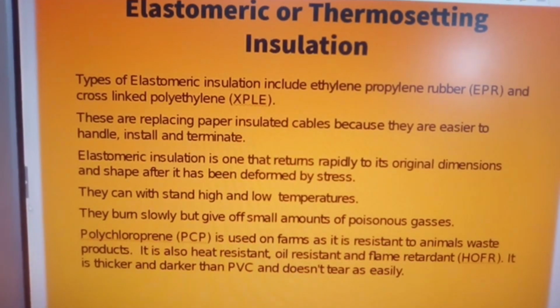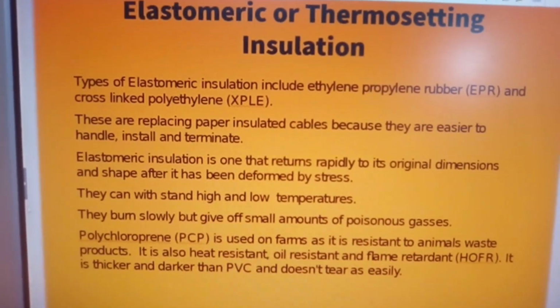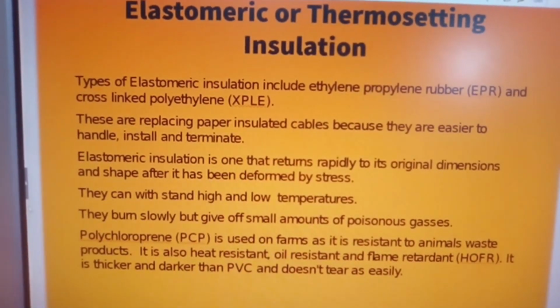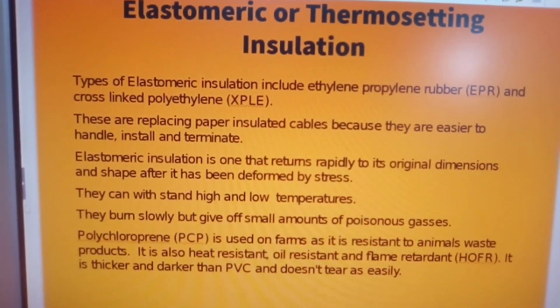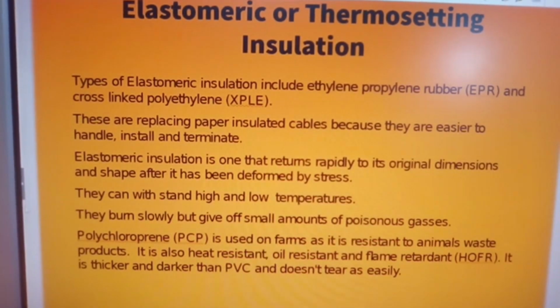Polychloroprene, PCP, is used on farms as it is resistant to animals' waste product. It is also heat resistant, oil resistant, and flame retardant, HOFR. It is thicker and darker than PVC and doesn't tear as easily.